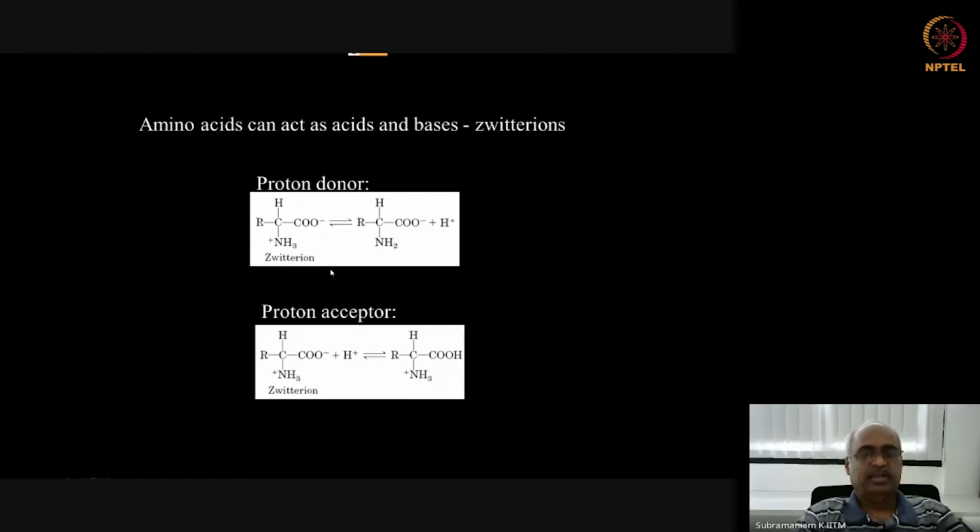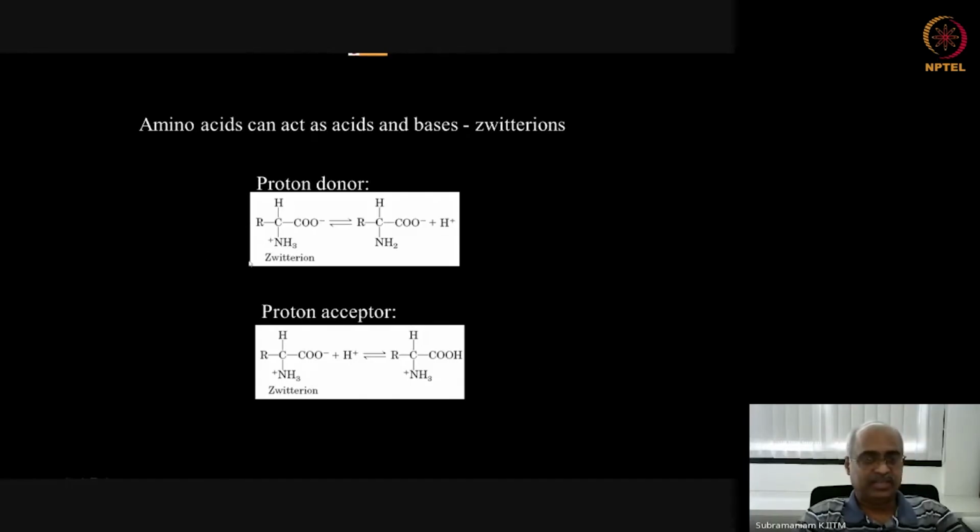This one may exist in equilibrium with the protonated and unprotonated amino group. This acts as a proton donor and this acts as a proton acceptor. So here, both of them accept. This can take a proton, and for example if this is the one, it can accept and become this. So they have both an acid and a base group on the same molecule.